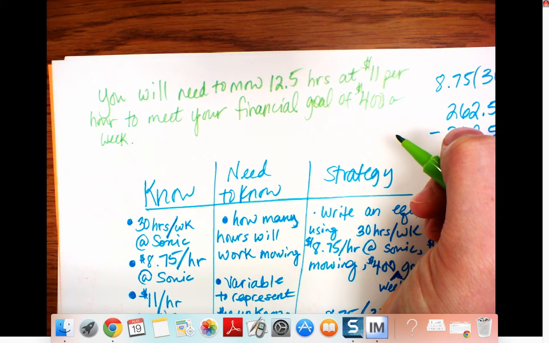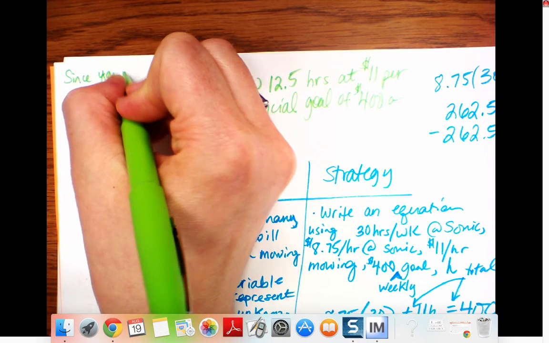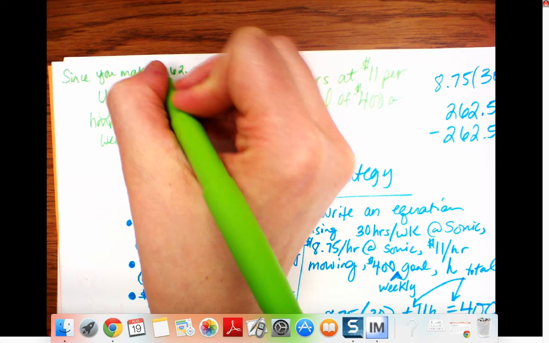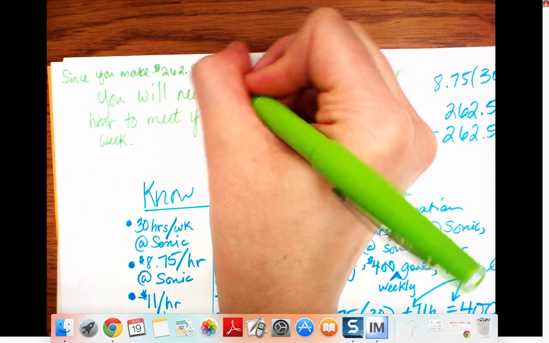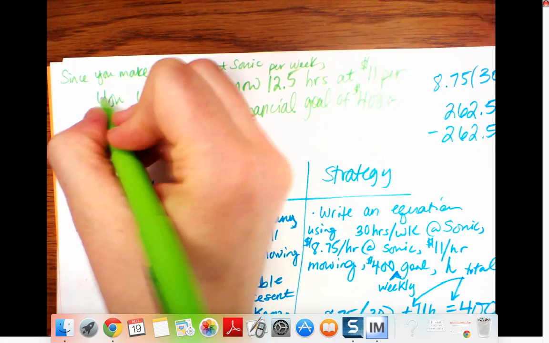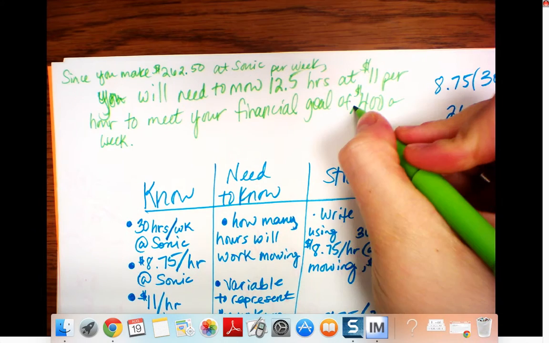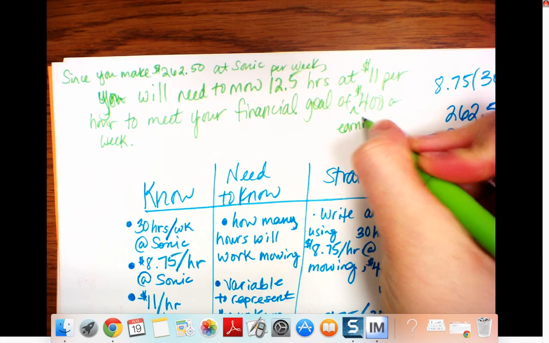I feel like I should also have put in there the money you make at Sonic. So we could go back and say, since you make $262.50 at Sonic per week, you will need to mow 12 and a half hours at $11 per hour to meet your financial goal of $400 a week. I could put earning $400 per week.